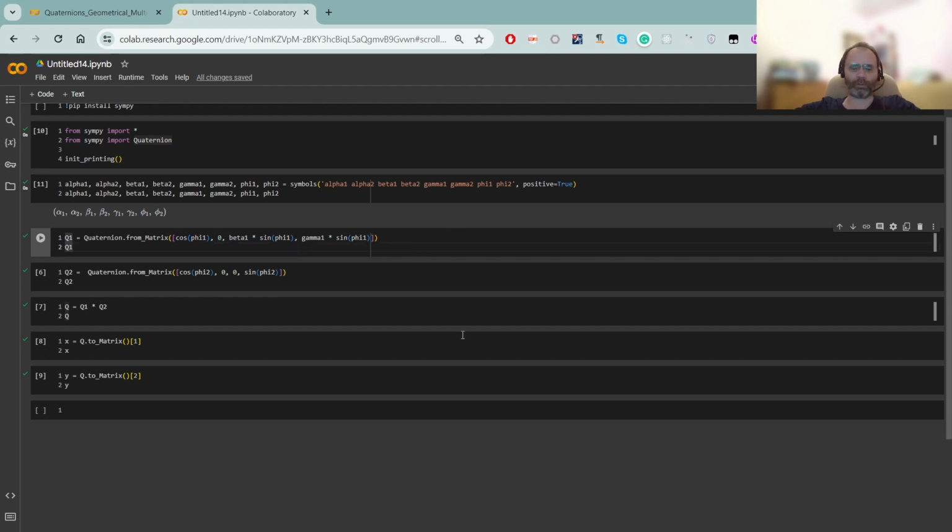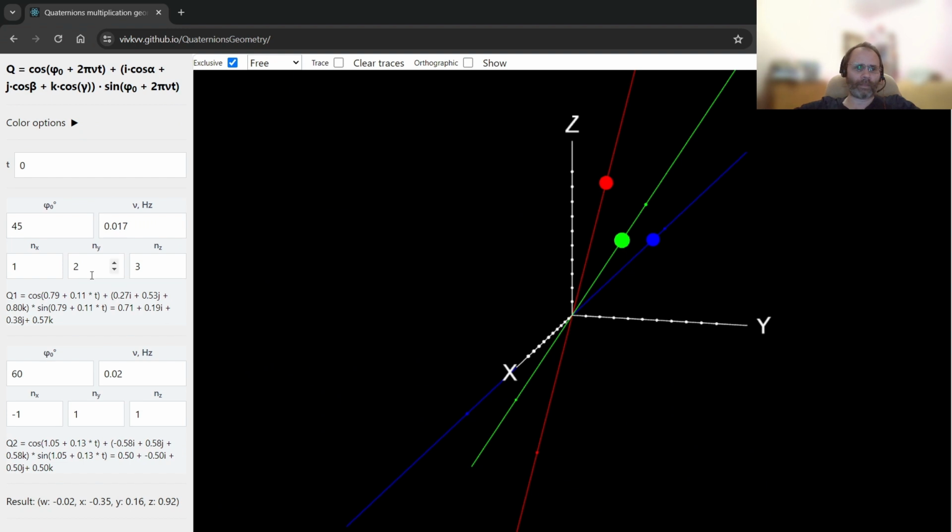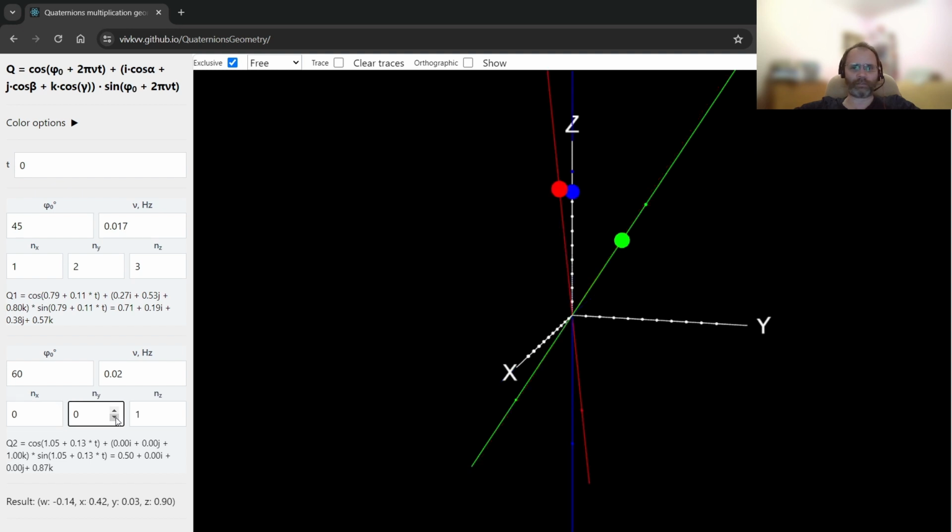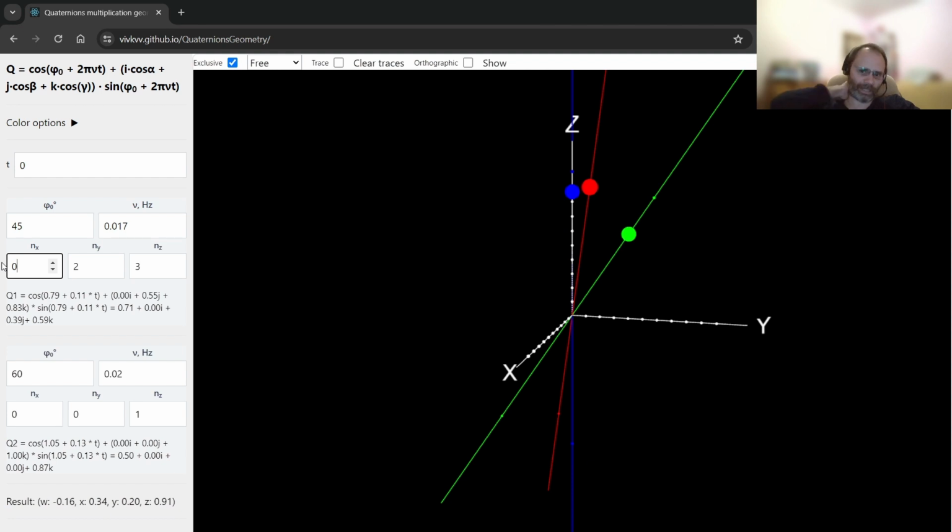Let's switch to the program, and I will set the second quaternion on the z axis, and the first quaternion has x part 0. Now let's set the trace flag and change the angle of the first quaternion and see what happens to the result.